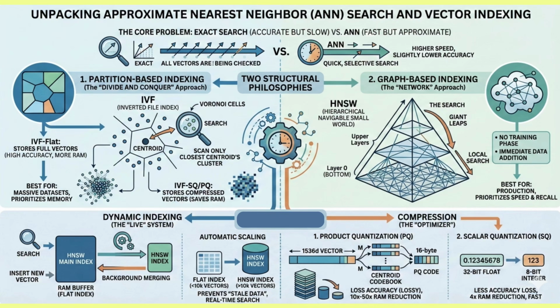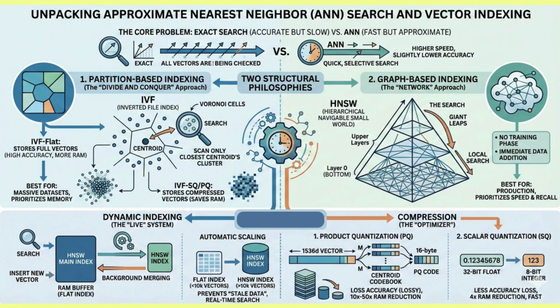First, we have the buffer strategy. Most dynamic indexes use a buffer memory. When you insert a new vector, it isn't immediately woven into the complex HNSW graph. It sits in a small flat index in RAM. During a search, the system queries both the main HNSW index and this small buffer to ensure the most recent data is included. Second, we have the background merging. Periodically, the system takes the vectors from the buffer and integrates them into the main structure.